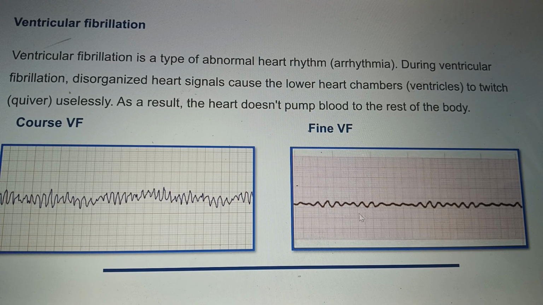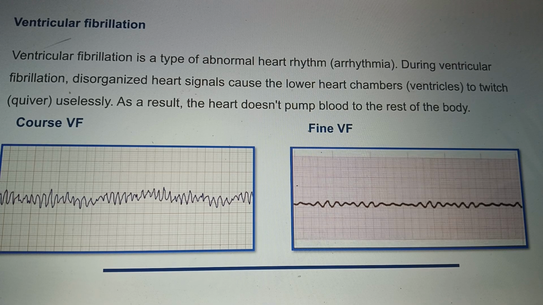Okay, there are two types, fine VF and coarse VF. In fine VF, you can see the fibrillatory waves are like this, and here is the difference. See the difference between coarse VF and fine VF. Fine VF sometimes we can mistake as asystole also. Asystole is a complete straight line, but in fine VF you can see the small fibrillatory waves. So ventricular fibrillation is a type of abnormal rhythm.